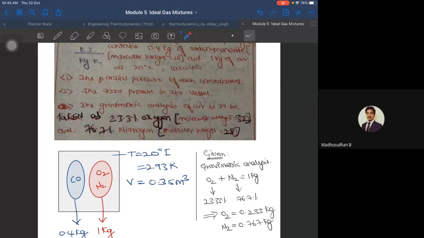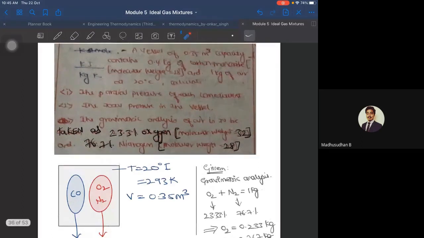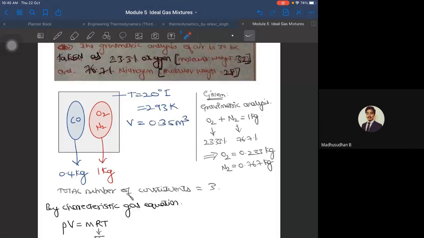Okay, it is by the mass. He has specified here 1 kg of air. So carbon monoxide is 0.4 kg, whereas air is 1 kg. In that air again you have oxygen and nitrogen. Oxygen percentage is 23% and nitrogen percentage is 76% by mass. Remember this, this is by mass.